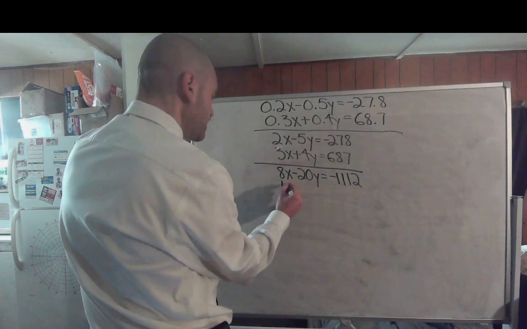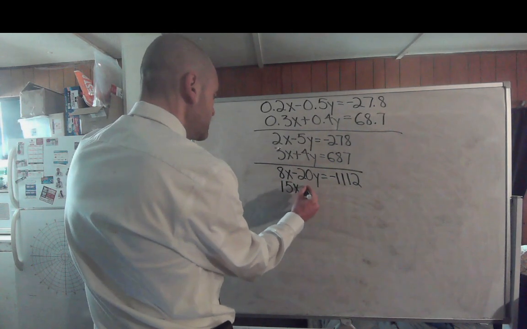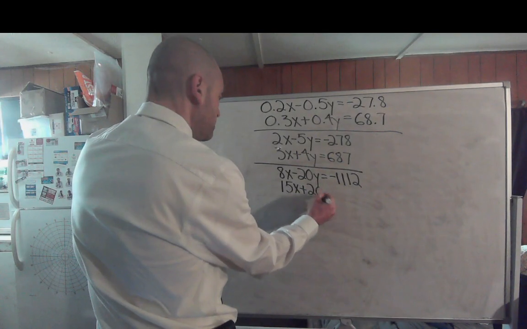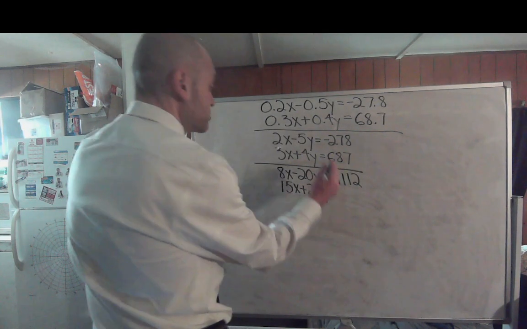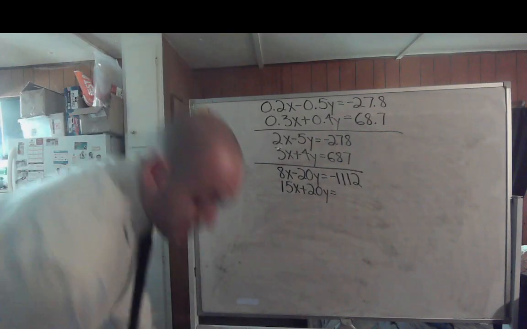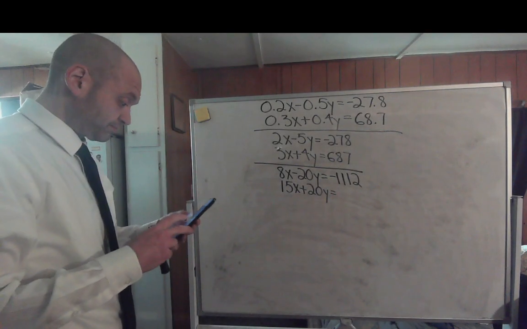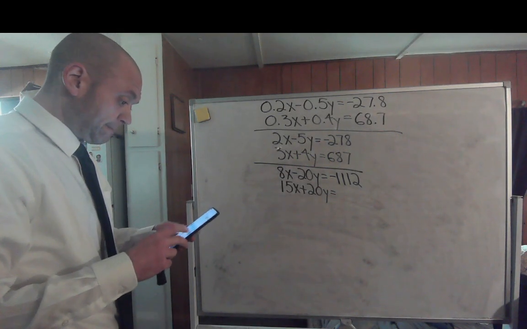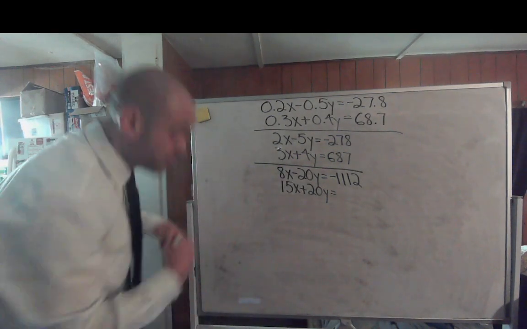And then you're going to have to multiply your second equation by 5 to get the same coefficient on y. So this would turn into 15x plus 20y equals, all right, now what the heck is 687 times 5? 3,435.